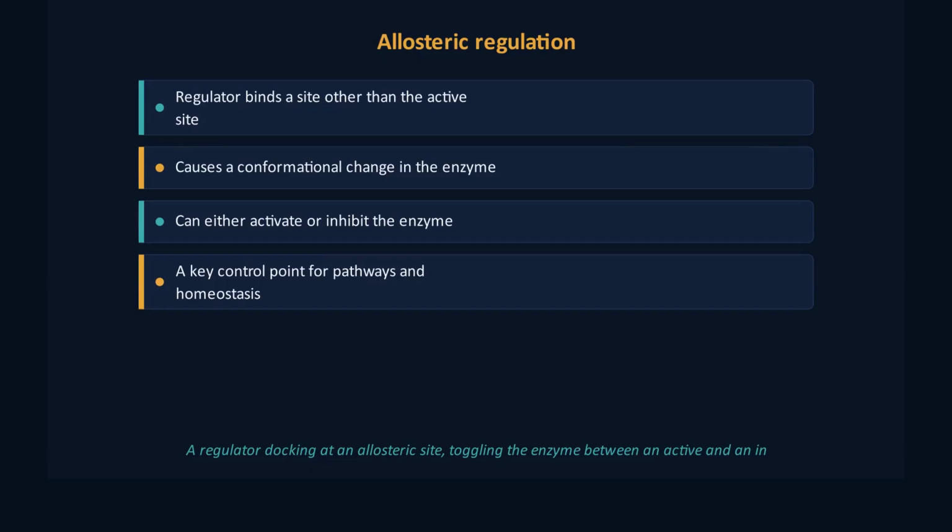This is allosteric regulation. In allosteric regulation, a regulatory molecule binds to a site on the enzyme that is different from the active site. This binding causes a conformational change that affects enzyme activity. The beauty of it is that it works both ways. Depending on the regulator, an allosteric enzyme can be either activated or inhibited. One molecule binding at the allosteric site might switch the enzyme on, another might switch it off. This makes allosteric enzymes ideal control points.